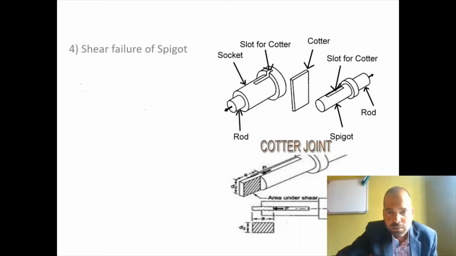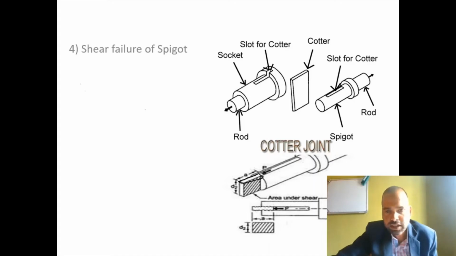So if you see here, this portion is sheared off from the slot of the spigot rod because of the cotter and tensile load. So what will be the area of this crushing?